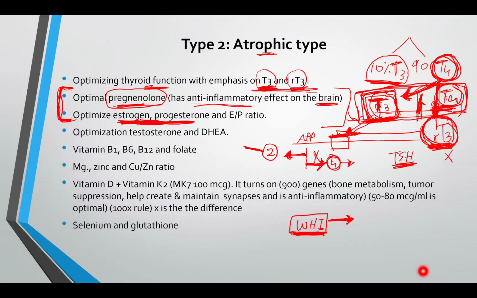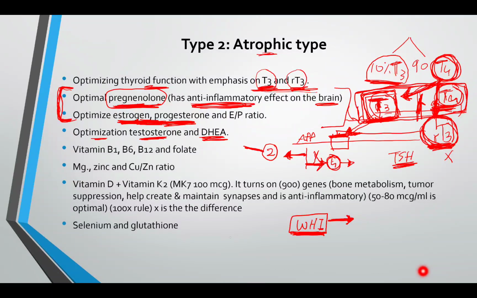Now, this one is pregnenolone. Pregnenolone is another hormone. It has an anti-inflammatory effect. Also, progesterone has an anti-inflammatory effect on the brain. This is the second set of hormones. We need to optimize also testosterone and DHEA. Optimize means to bring testosterone and DHEA to the optimum level for brain function.